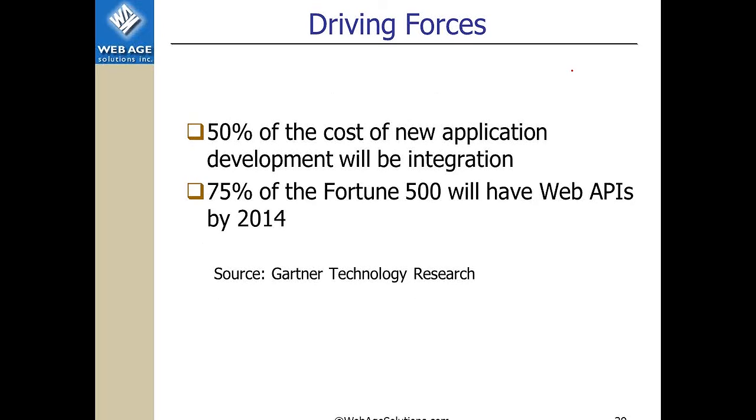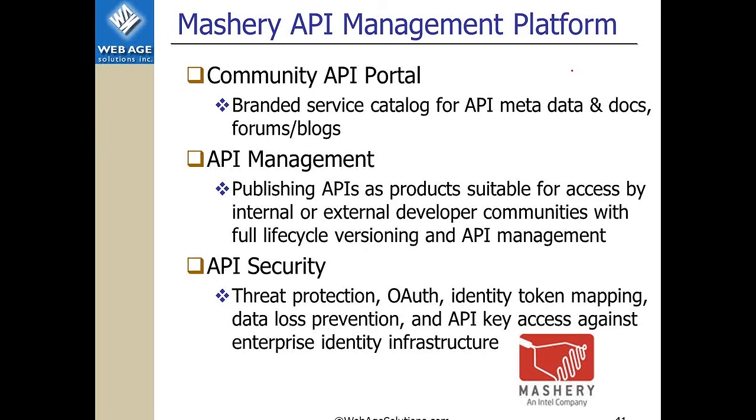And it looks like there are some interesting statistics showing that 50% of the cost of new application development will be integration. And 75% of Fortune 500 companies would have a web API of some sort by year 2014. This is according to Gartner Technology. Let's take a look at some of the practical implementations of that partnership.